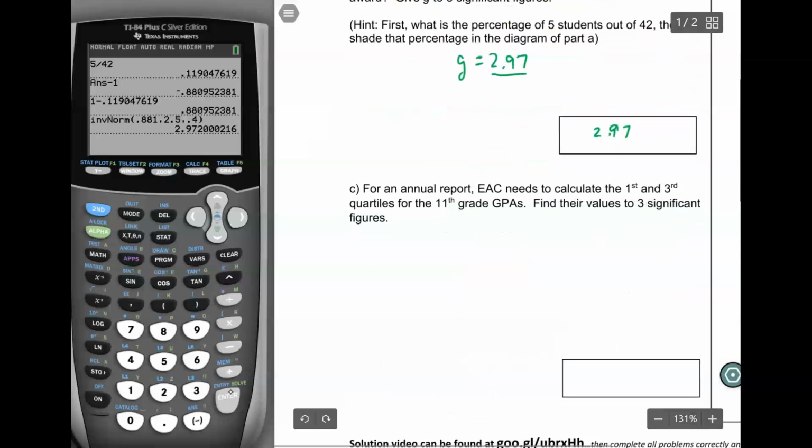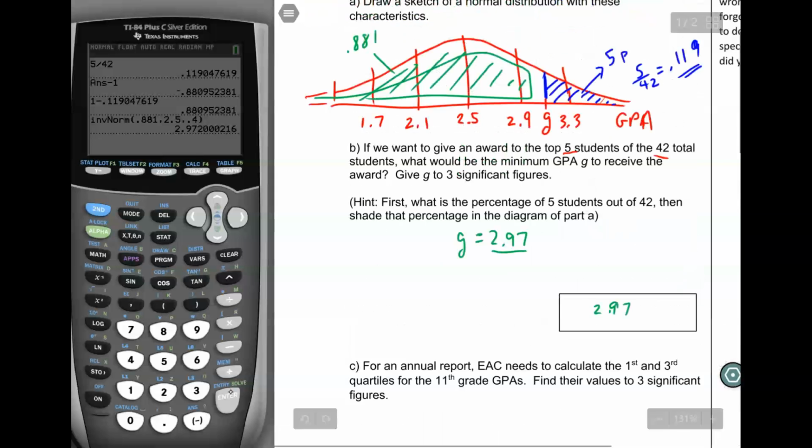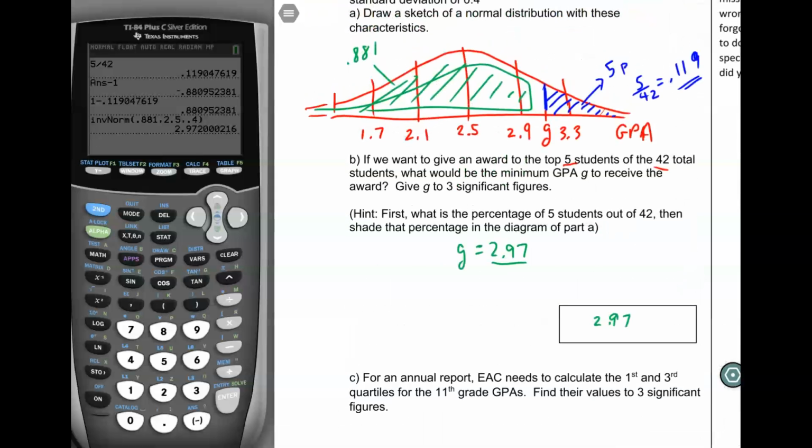For an annual report, EAC needs to calculate the first and third quartiles for the 11th grade GPAs. Find their values to 3 significant figures. Okay, this is one of the new curriculum problems, which likes to mix quartiles with normal distribution. So if you look at these pictures we drew, this is 0.119 and this is 0.881.